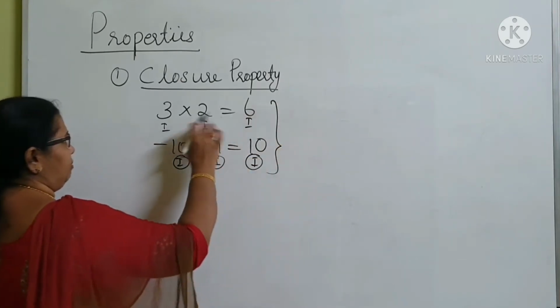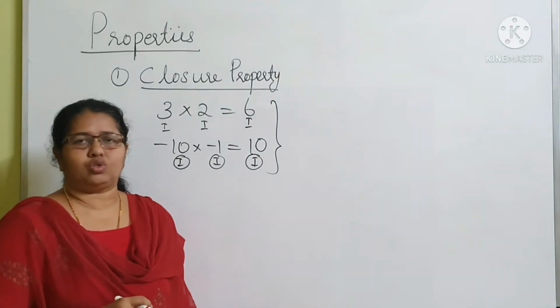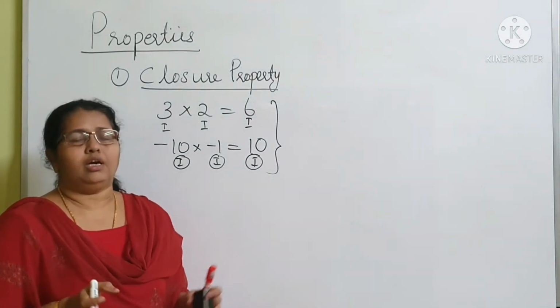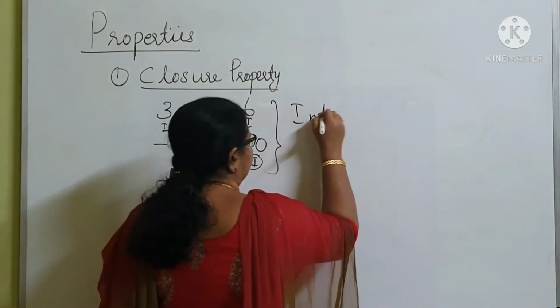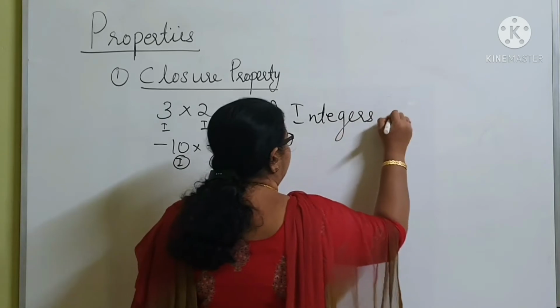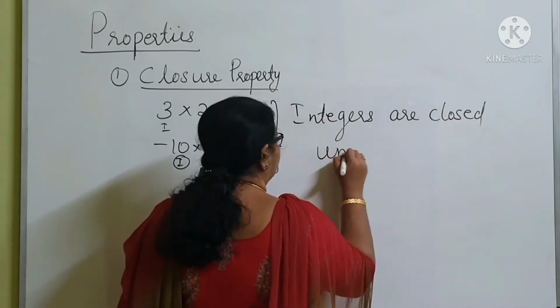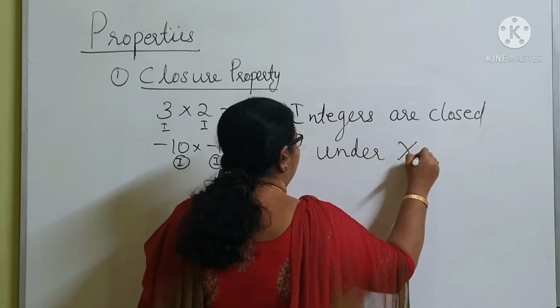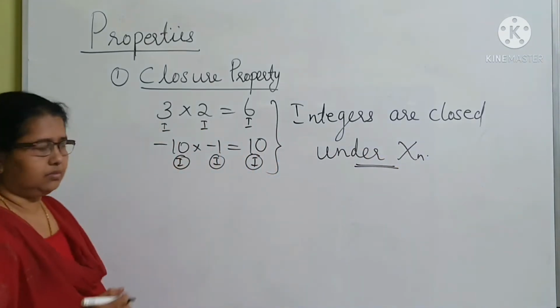So when we multiply two integers, their product is also an integer. So we can say integers are closed under multiplication. Integers are closed under multiplication.